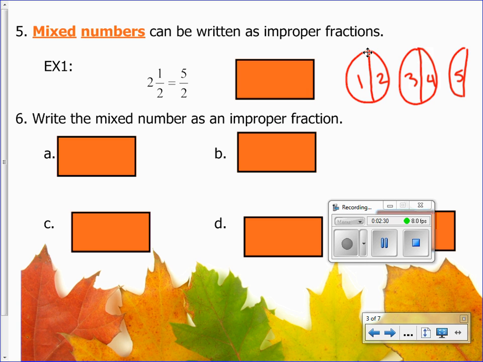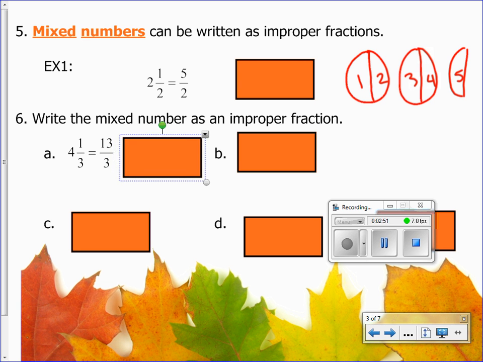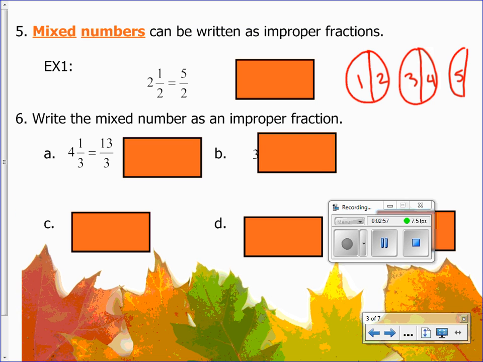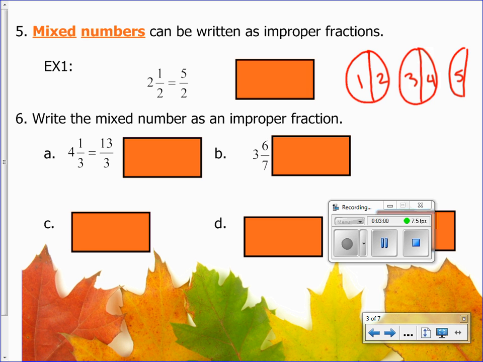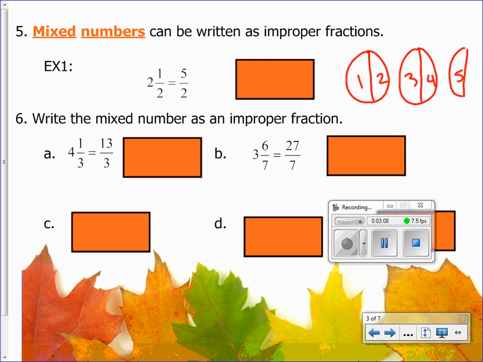In number 6, we're going to be asked to write the mixed number as an improper fraction. So in A, we have 4 1/3. Write that as an improper fraction. You should have had 13/3. In B, you've been given a mixed number, 3 6/7. Write that as an improper fraction. You should have gotten 27/7.